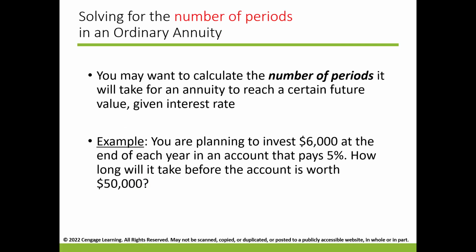So here is the next question. Now we've solved for PV, FV, and IY. Now it's the same thing where we're going to be solving for N. Here is the question: you're planning to invest 6,000 at the end of each year into an account that pays 5%. How long will it take before this account is worth $50,000? I'll give everybody a minute. We'll pause here and then we will work it on the calculator.